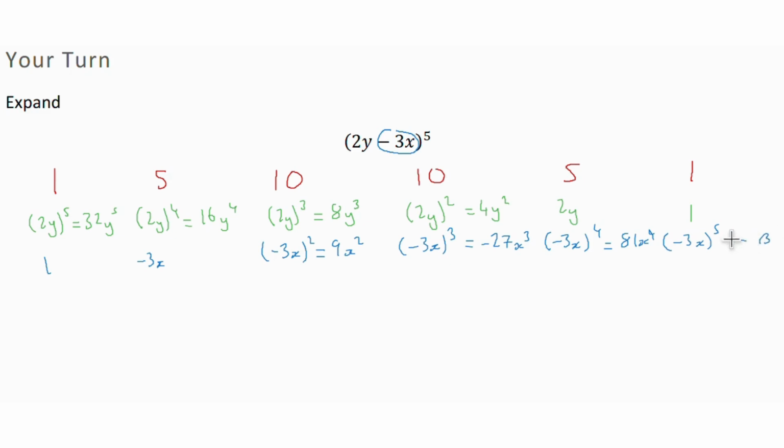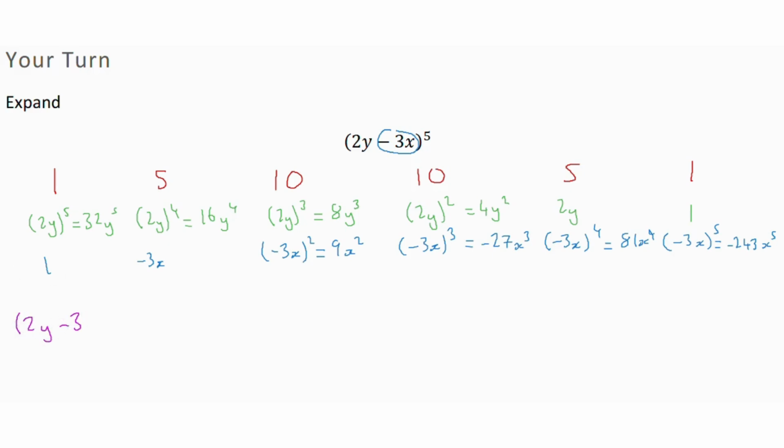Oh, running out of space there. Let's squeeze this over a little bit. Minus 243x to the 5. There you go. Just squeezed it on. And then we multiply down and add together to get our final answer.